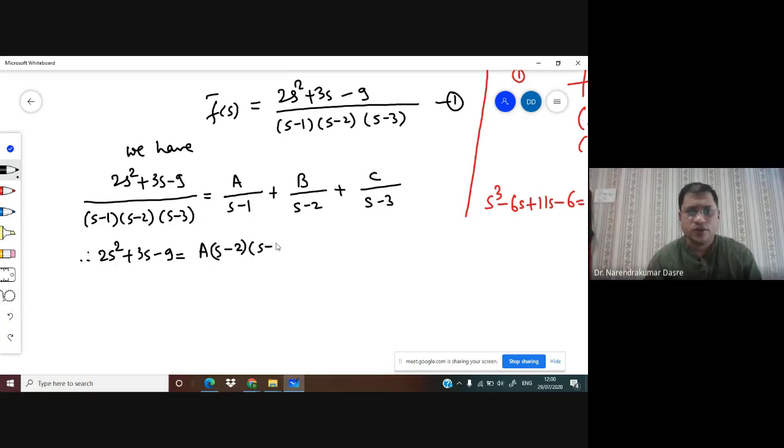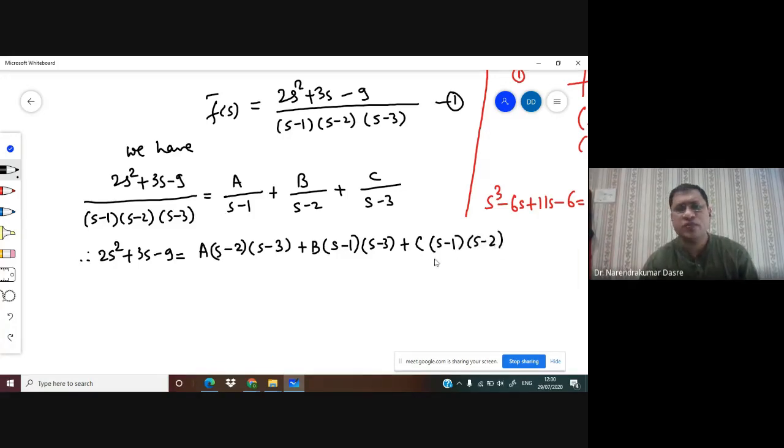Plus, for this B, what will get cancelled? s minus 2 will get cancelled, and you will have s minus 1 and s minus 3. For this C, s minus 3 will get cancelled, and you will have s minus 1 and s minus 2. So this is the expression that you will have. Either you can take the LCM and then get this, or the simple way: take the denominator on this side and cancel the terms, and whatever remains will be this.